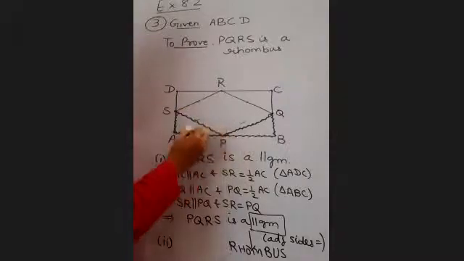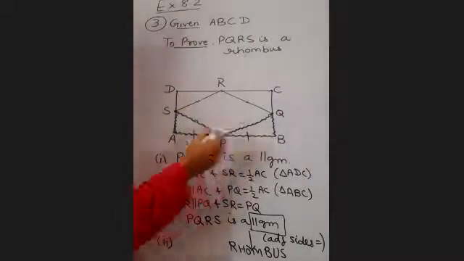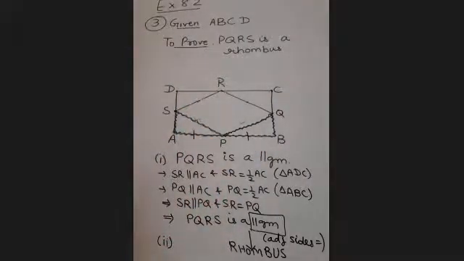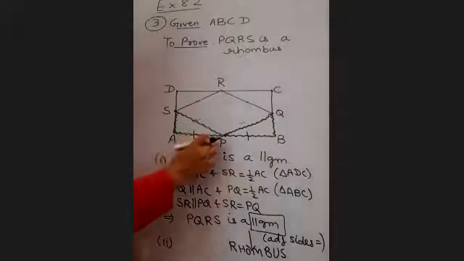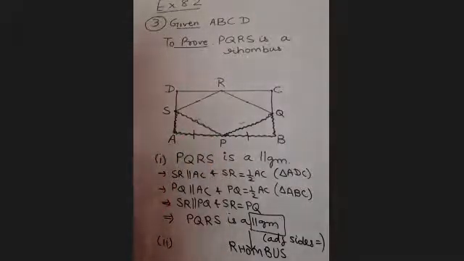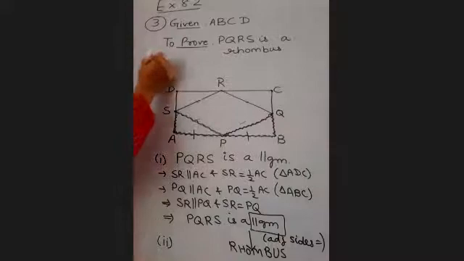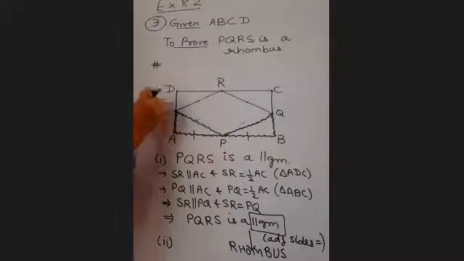Now in these two triangles, do I have AP equal to PB? Yes, P is the midpoint. Now listen, we have ABCD as a rectangle.